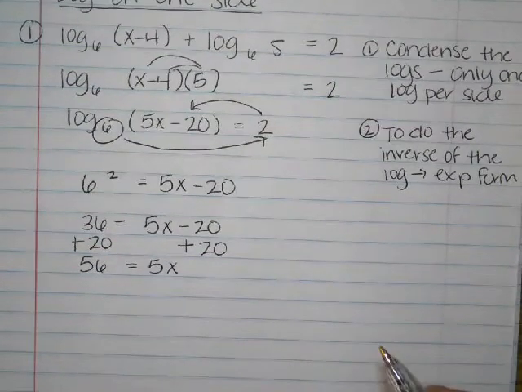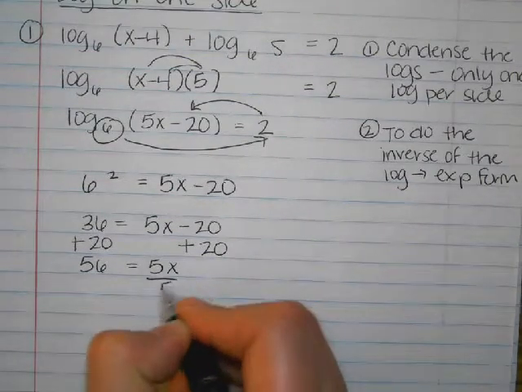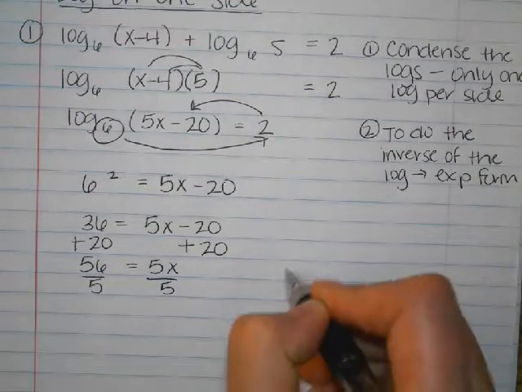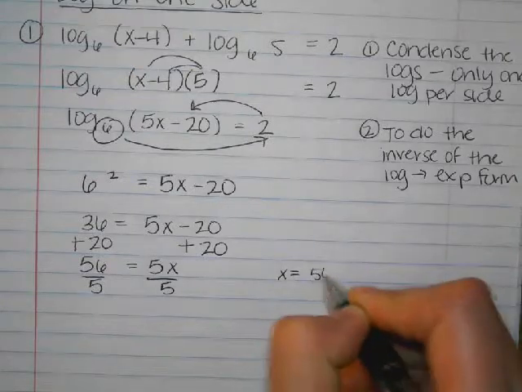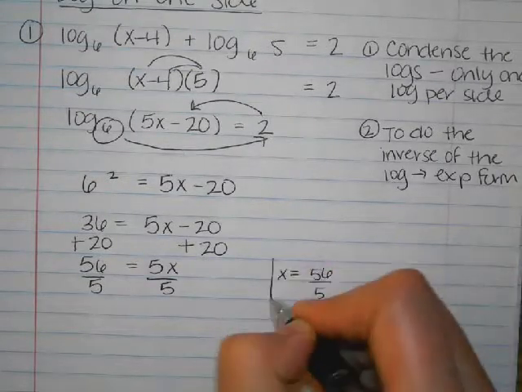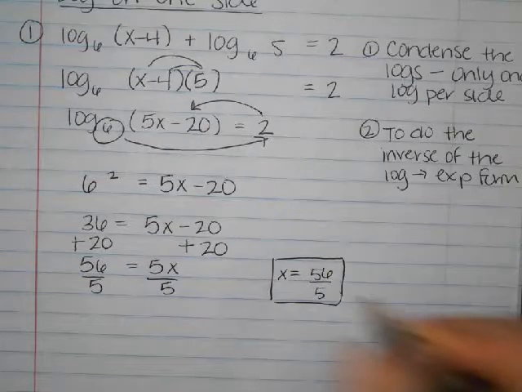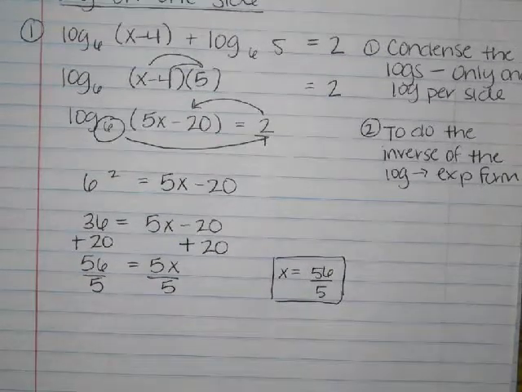And what should I do next? Divide by 5. You can type it in to see the decimal, but I'd say you can go the lazy route and just leave it as a fraction. That works too. So 56 over 5, or I believe it's 11.2 if you type it in.